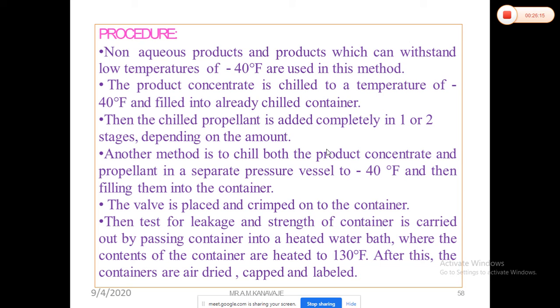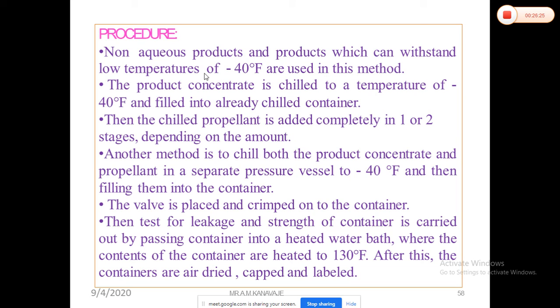So here, how is it carried out? First, non-aqueous products and products which can withstand the low temperature of -40 Fahrenheit are used in these methods. The product concentrate is chilled to the temperature of -40 Fahrenheit and filled into the already chilled container. Then the chilled propellant is added completely in one or two stages, depending upon the amount.